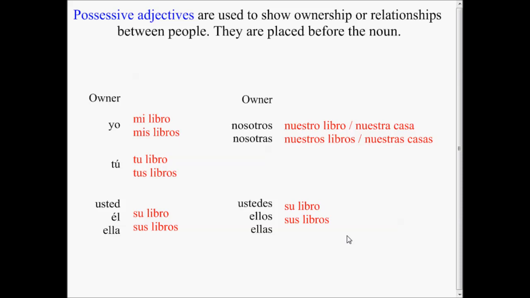Nuestra casa. The reason we use nuestra is because casa is feminine, and the reason we use nuestro is because libro is masculine. If they're plural, simply add an s. Nuestros libros, nuestras casas. For ustedes, ellos, and ellas, use the same as the third person. Su libro, sus libros.